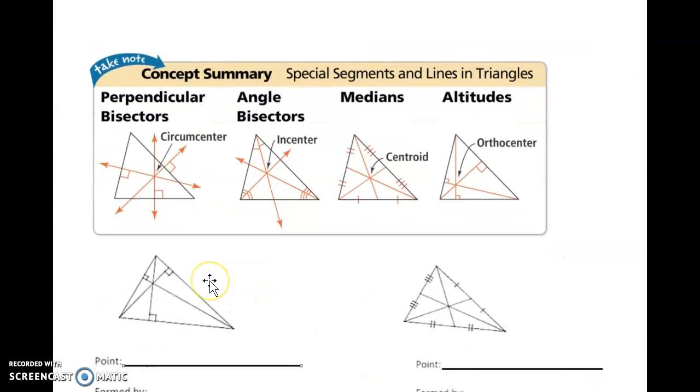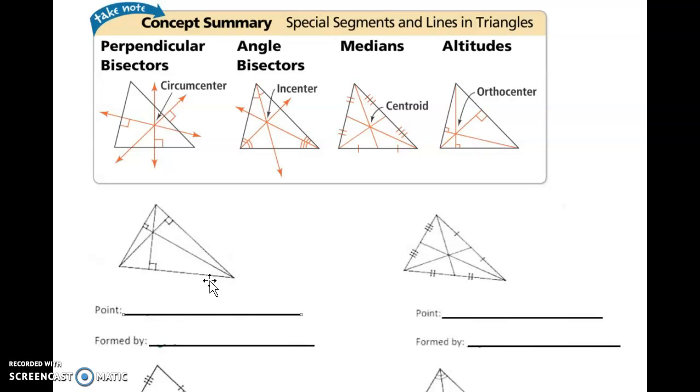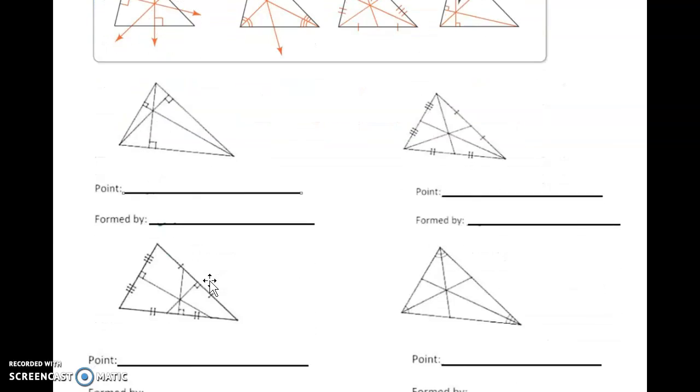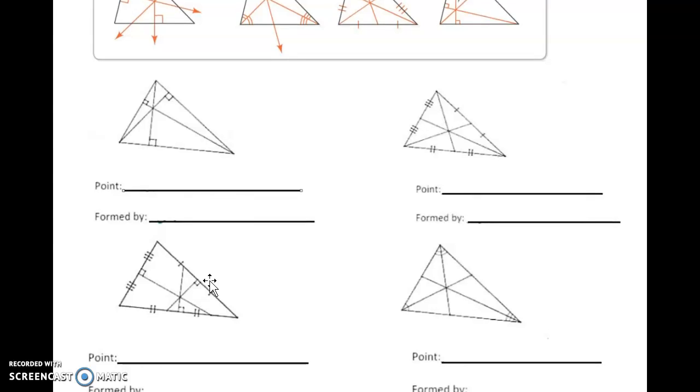Last but not least, our concept summary. Knowing which one is which. If you have a perpendicular bisector, angle bisector, median, and altitude, you need to know which center goes with which. Now the two that get confused very easily are perpendicular bisectors and altitudes. The difference is you see a perpendicular bisector, it cuts the segments in half. You see an altitude, it goes through the vertex.